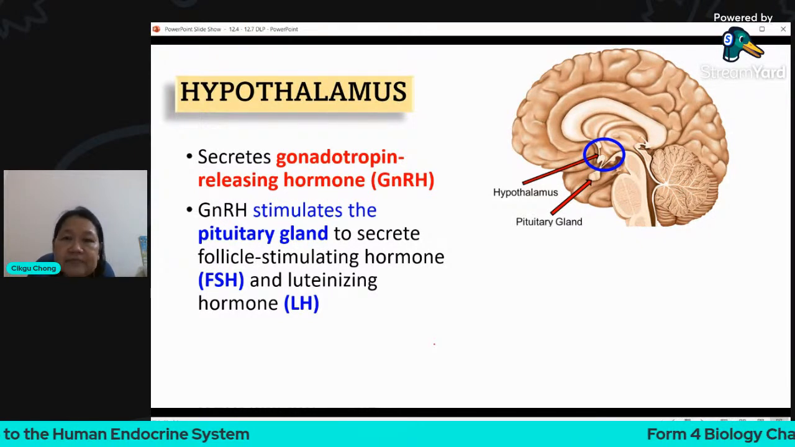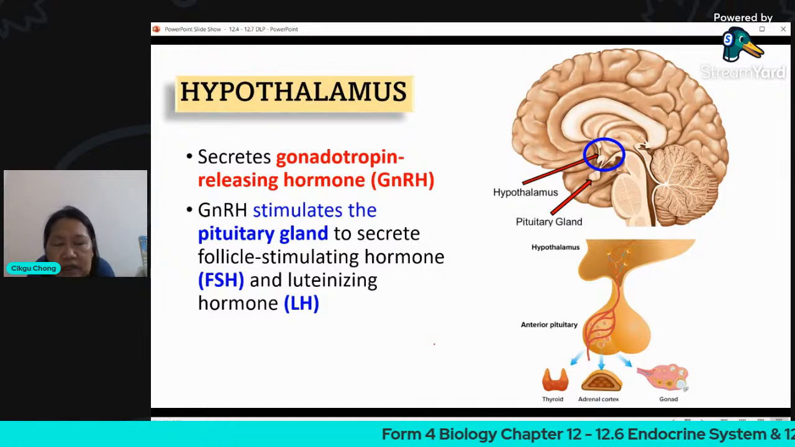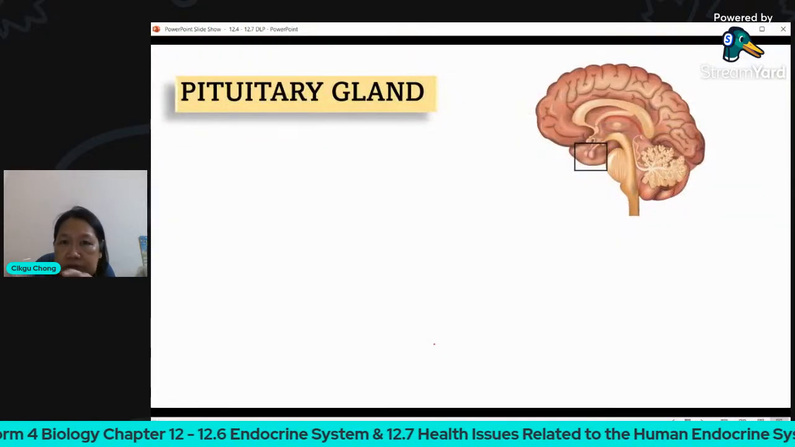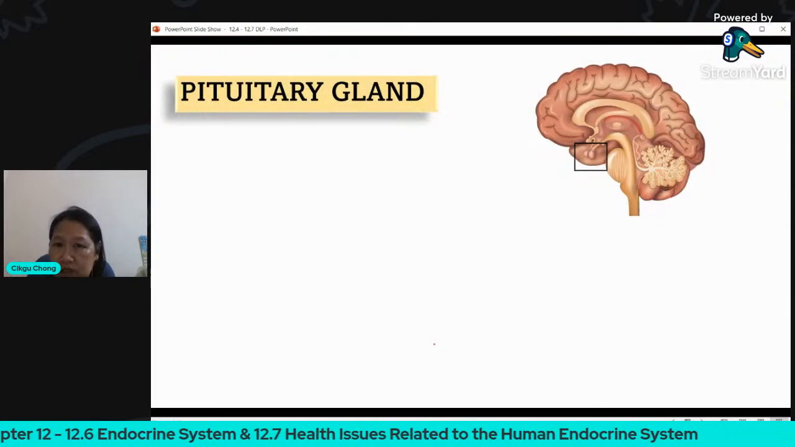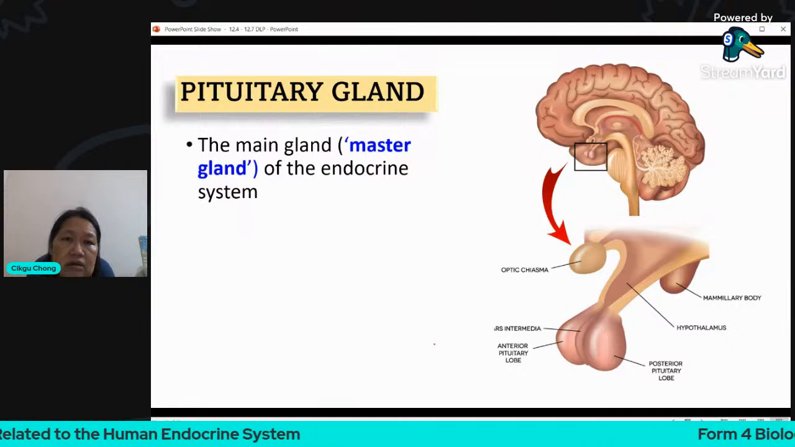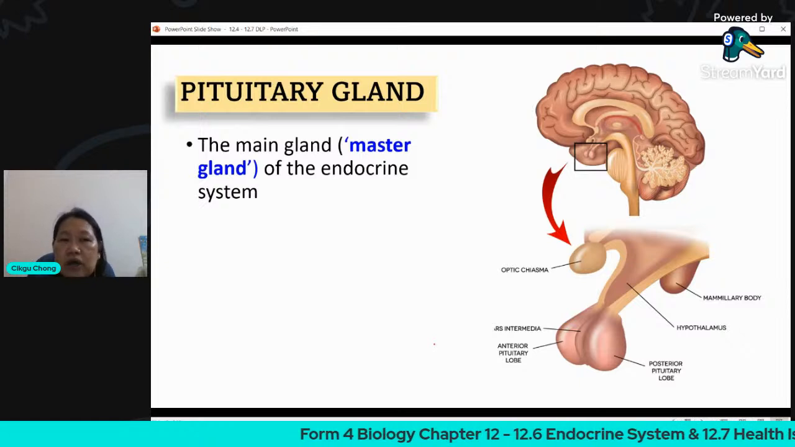Here is the diagram showing the pituitary gland. You will see that the pituitary gland has two lobes. So now we look at the pituitary gland. It's called the master gland, or the main gland of the entire endocrine system. It is the most important. Why?